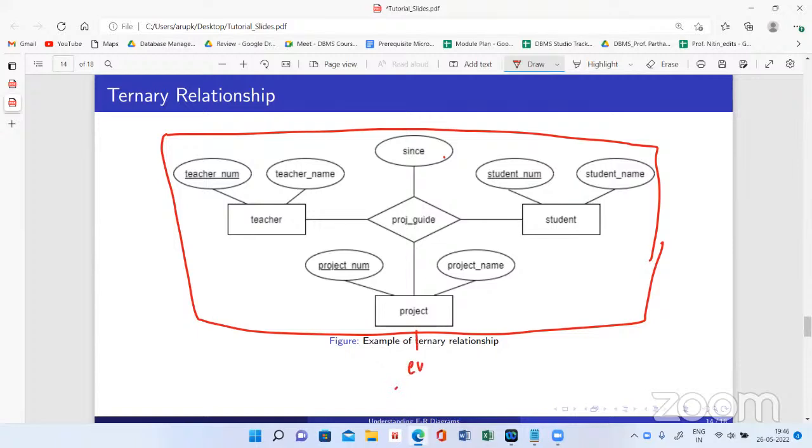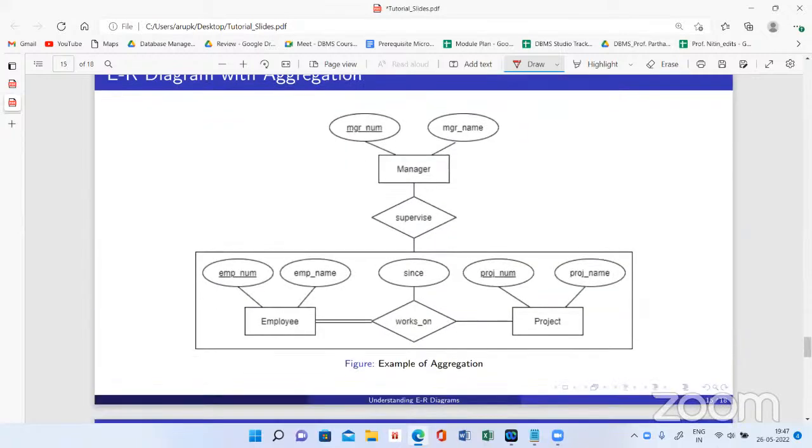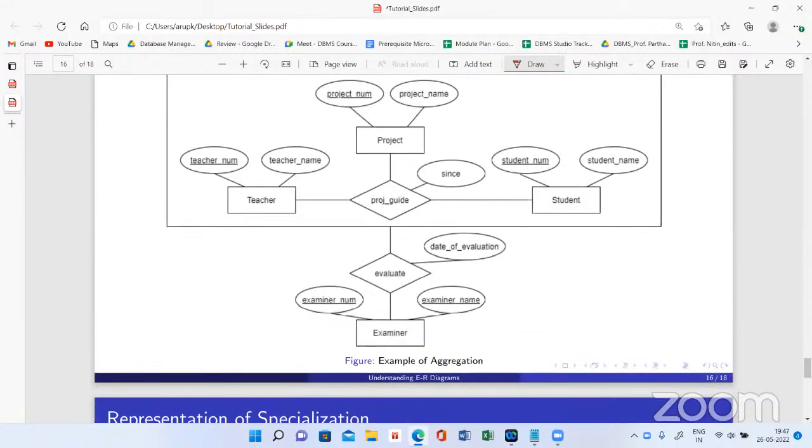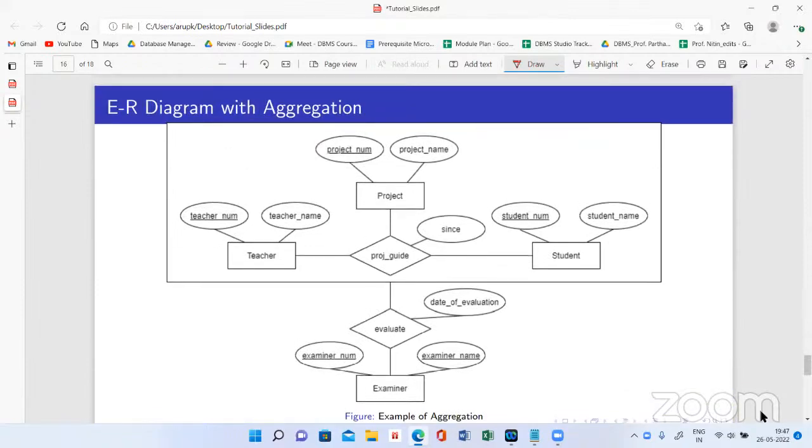You can have evaluate by examiner. So basically I mean to say the aggregation of all this will be evaluated by the examiner. This is an alternative diagram rather than connecting the teacher, project, and student all with the evaluate. So this is called an aggregation relation. So I'll take out of this. This is the thing, what I have drawn over there.